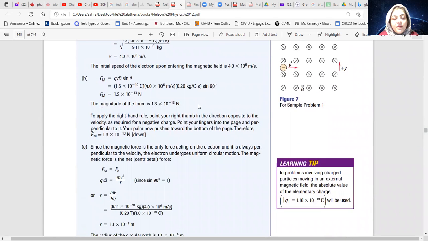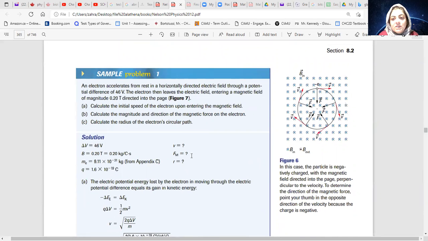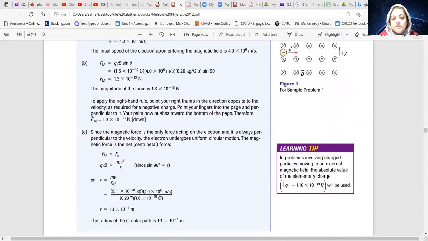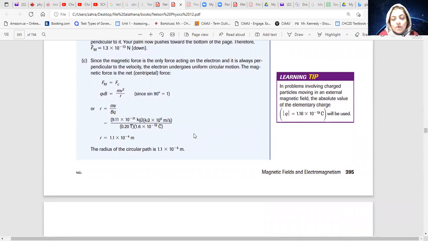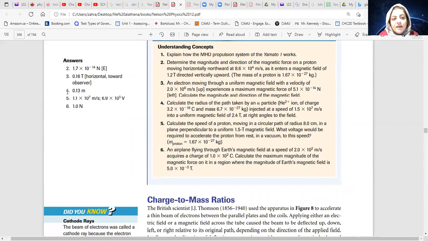Sine 90 is 1. Okay, part C is to calculate the radius of the electron's circular path. Since it's going through centripetal movement, the magnetic force, which is QVB, that force that you got there is equal to mv squared over r. You just rearrange it for r, and that would be the radius of the circular path it is going through. So you can try questions number 2, 3, and 4.